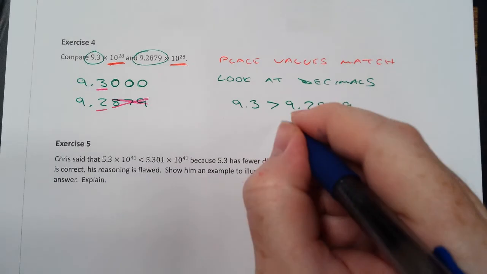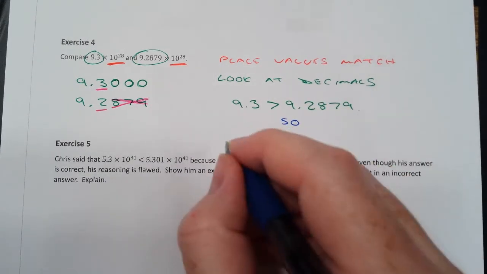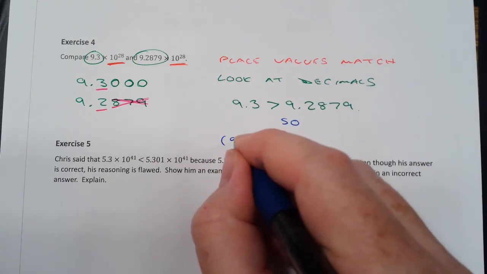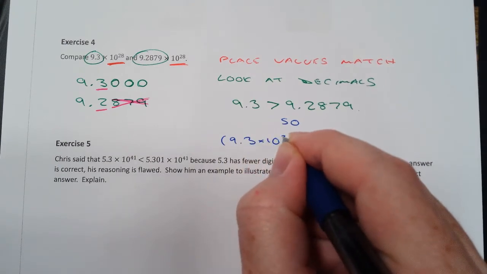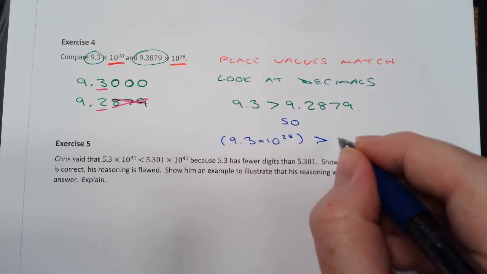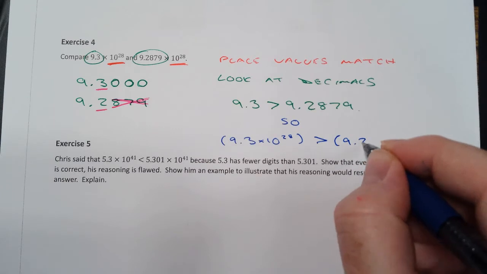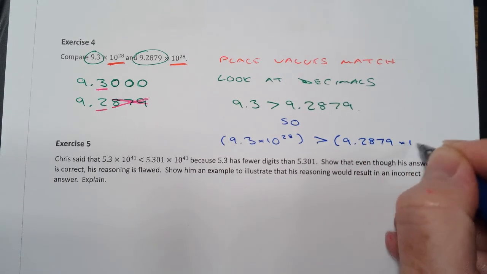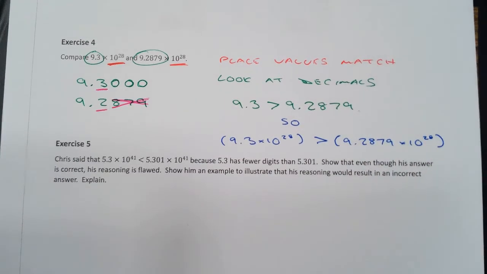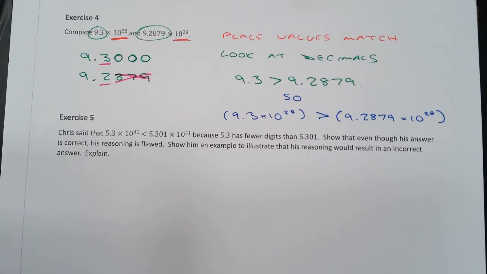So if you're writing the comparison here, you need to write that 9.3 times 10 to the 28th is greater than 9.2879 times 10 to the 28th. Hopefully you get that. It's about comparison. Stuff you've been doing for years, except for now we've got scientific notation.